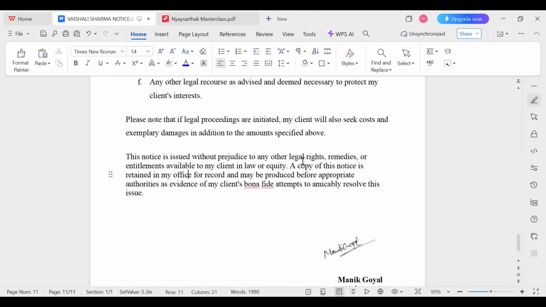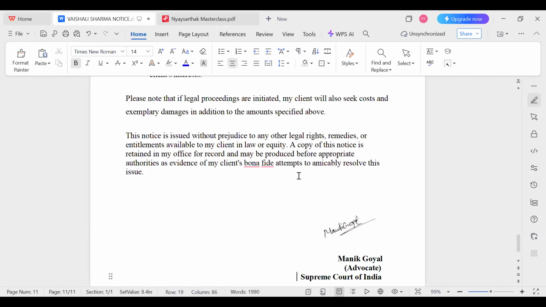of our client. Okay. So after that, it is written that a copy of this legal notice is retained in my office for records. This line is written because if our case goes before the honorable court, then you will have to produce the copy of this legal notice that is with you before the honorable court. Okay, so that's why this line is written. And after that, we have written that we have tried our level best. Our client has tried. We have made bona fide attempts to amicably resolve this issue. If you go through this term, amicably means we are ready to settle this matter with the participation of both the parties. Okay.